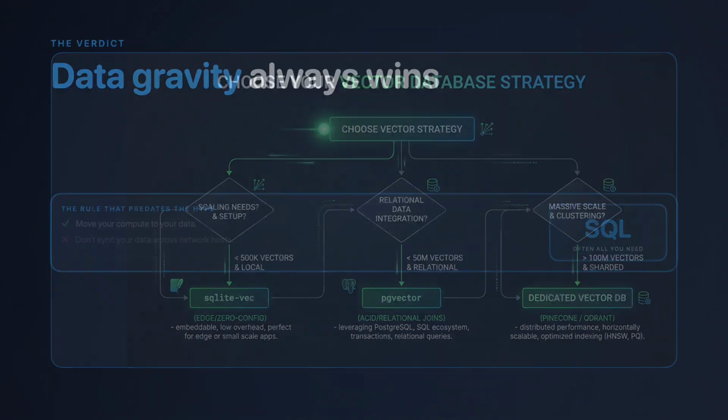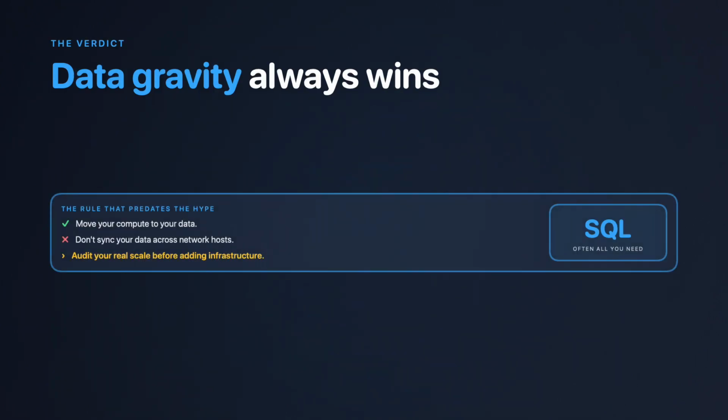Because the lesson here is a classic system architecture rule, and it long predates the AI hype. Data gravity always wins. Moving your compute to your data is far simpler and far safer than syncing your data across different network hosts and praying they stay consistent. So before you spin up a dedicated cluster for vector search, stop and audit your actual scale. There's a very good chance you don't need a new piece of infrastructure at all. You might only need a few lines of SQL.